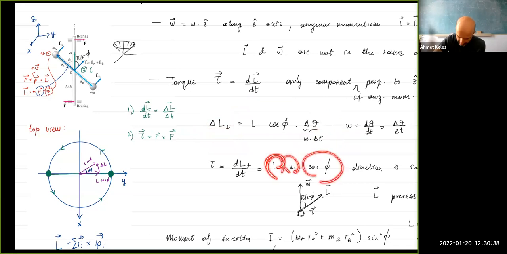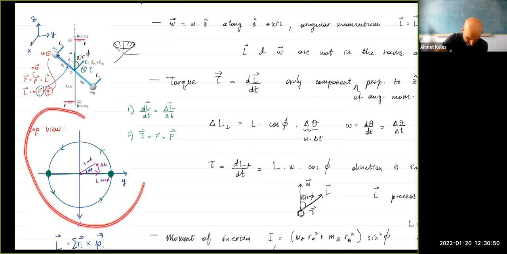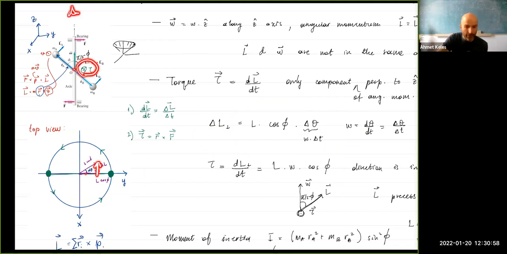L cosine phi times omega. And the direction is the direction of the change of L, and the direction of change of L is like this, if you are looking from top. So if your eye is here, the direction is into the page. Here's your torque. Now I have the direction of torque. I didn't even look at the force to know that. I just looked at the angular momentum, and from that I found the direction of the torque.